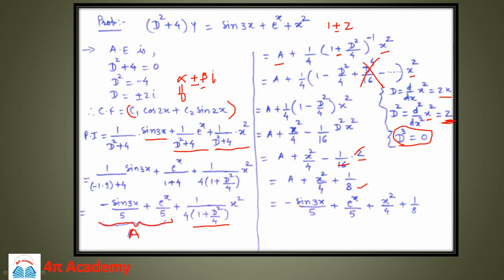So now we can again keep back this a, which is minus sine 3x by 5 plus e raised to power x by 5 plus, now this is our value, which is x square by 4 plus 1 by 8. So this is my particular integral, and if I have been asked to find the general solution or the complete solution, then my complete solution will always be the sum of complementary function CF plus particular integral, that is PI.